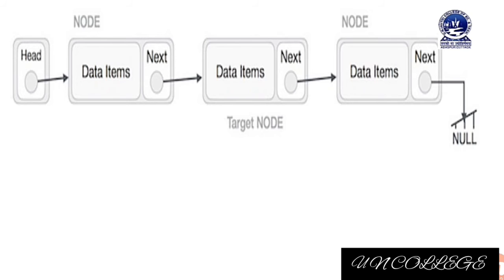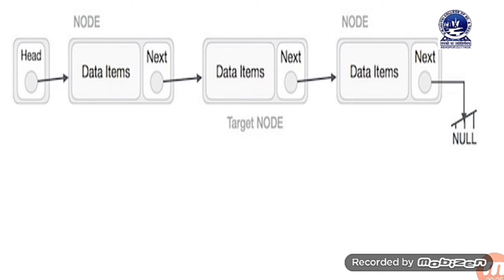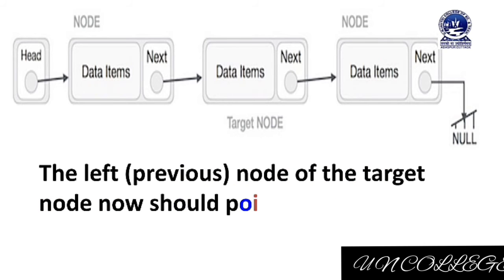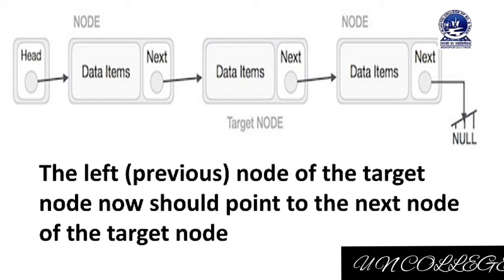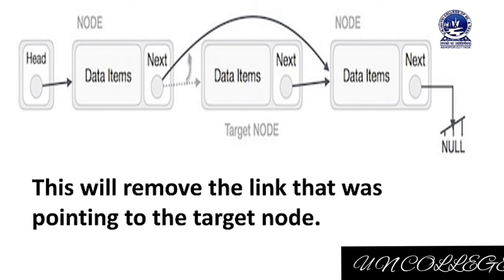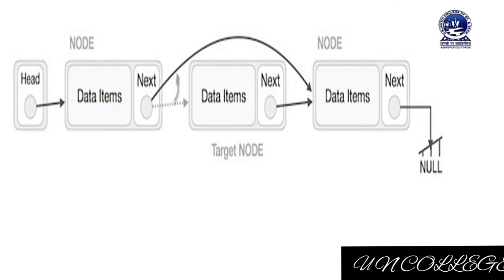Here the linked list consists of only three nodes. The first node is represented as head and the last node's address part contains a null value. Let us assume that we want to delete the middle node. So here the middle node is the target node. What will we do here? The left or previous node of the target node should now point to the next node of the target node. It means that the first node's address part must now contain the address of the last node. In this way, we can perform the delete operation.